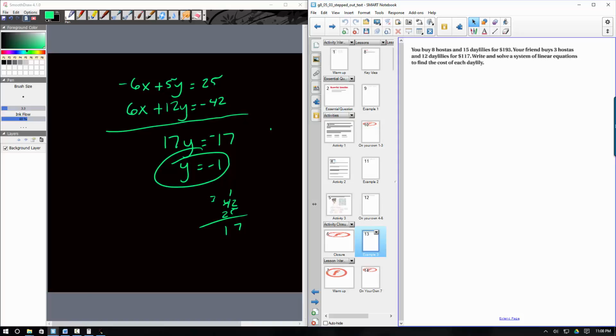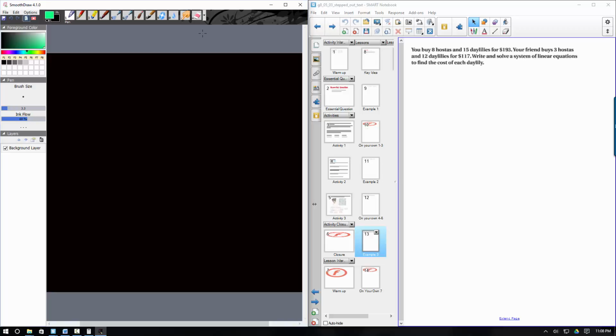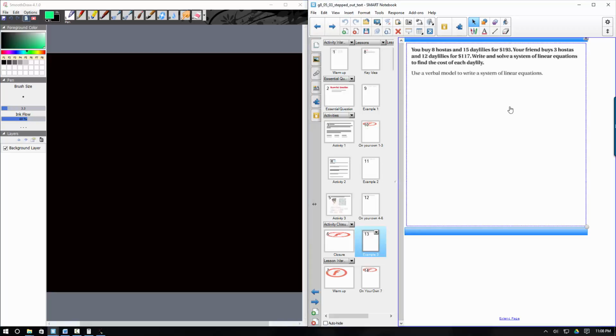All right, so let's do this one here. It says you buy 8 hostas and 15 daylilies for $193. Your friend buys 3 hostas and 12 daylilies for $117. Write and solve a system of linear equations to find the cost for each. First of all, I have to think about what the equations are. So I have 8x plus 15y equals 193, and the other one is 3x plus 12y equals 117.